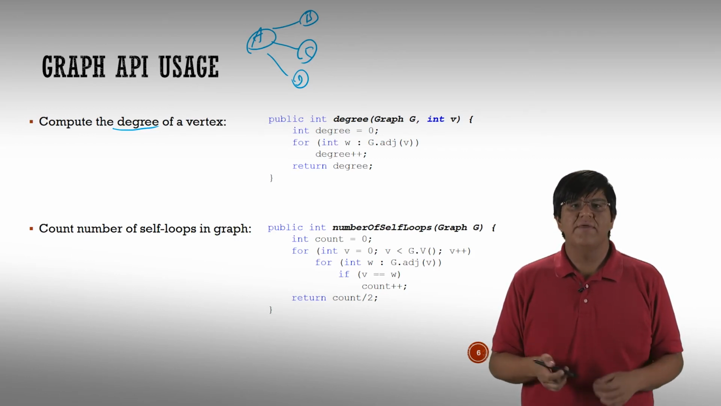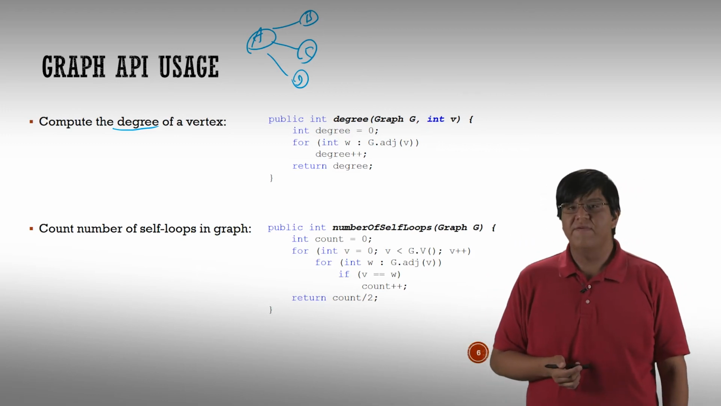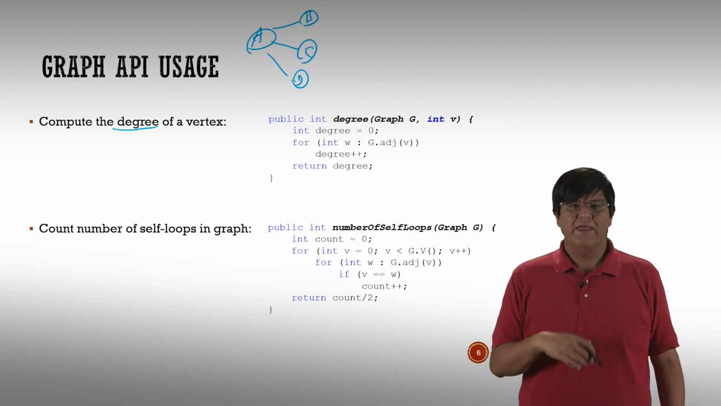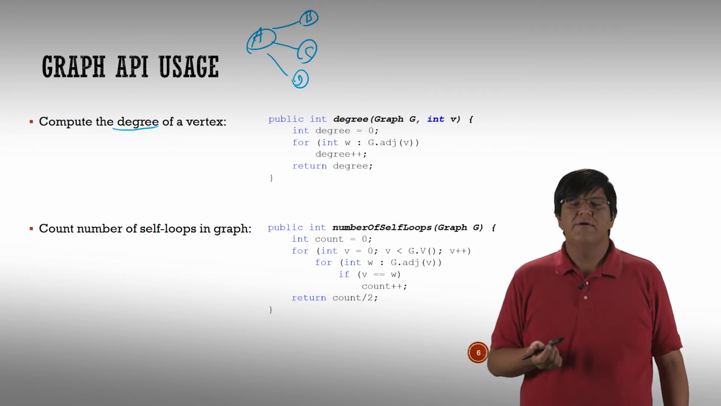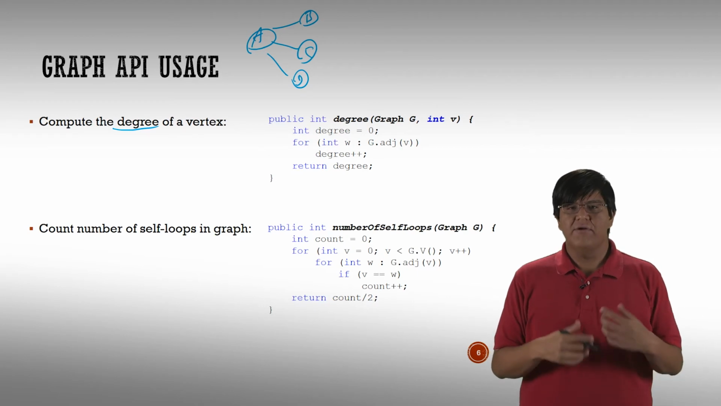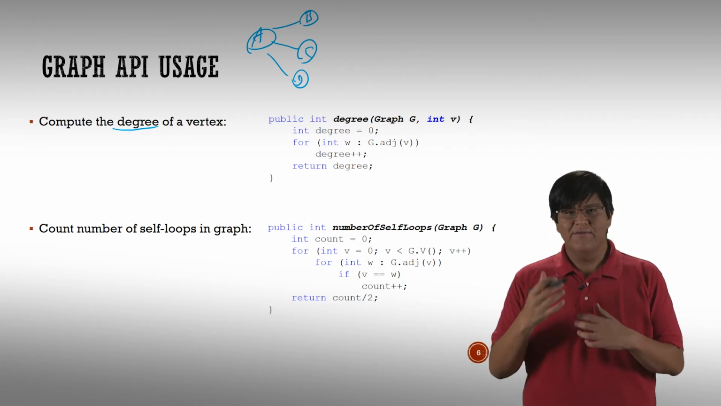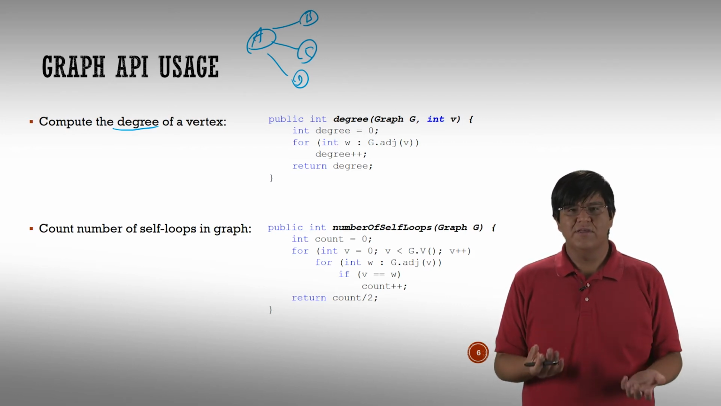Well, I have the code for that method on the right-hand side. So I have public int degree, graph g, int v, right? Those are the parameters. I take in a graph, I take in a vertex to go examine. So I start basically by creating a variable called degree and set it equal to 0. Because if I'm going to count the number of things that are next to this, initially they're going to be 0, right? I need to go look at things and start seeing them before I can really count up. So I'll initialize a variable to 0.